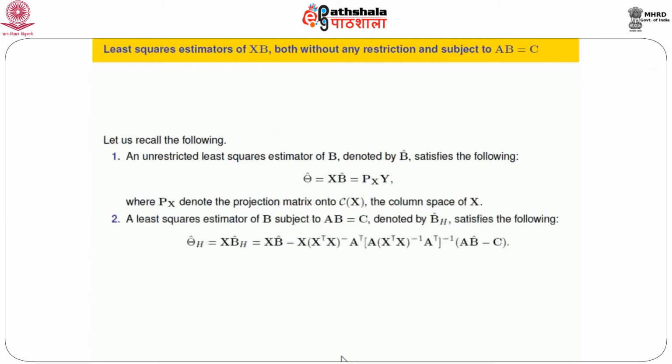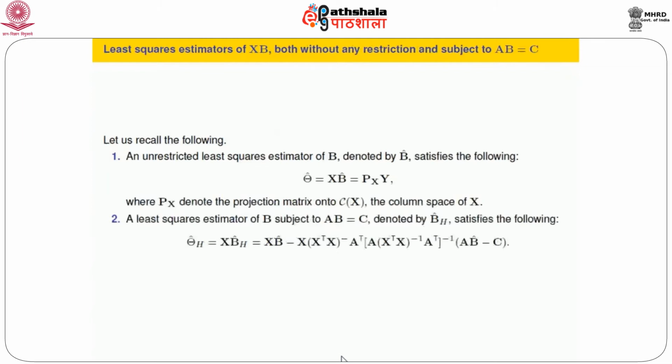Basically this is the xb, the mean of y, estimate of that under the restriction AB is equal to C, and this is without any restriction over B. Now we also remember that once we have got hold of this, these are basically the fitted values. If we remember x beta hat etc., those are the fitted values.